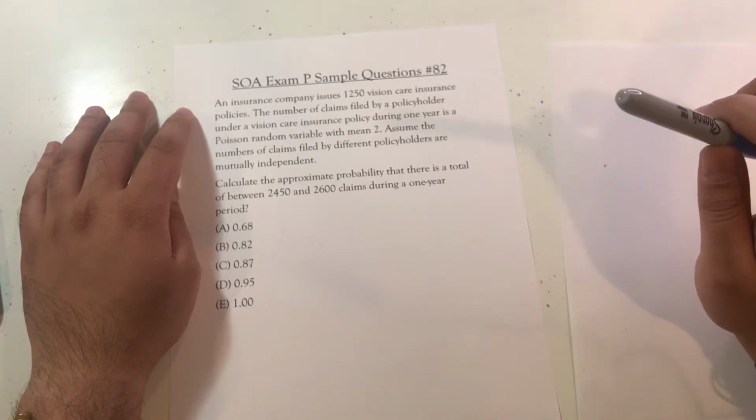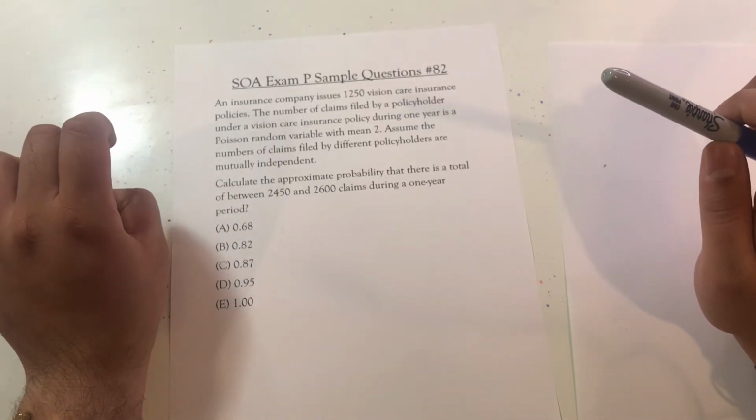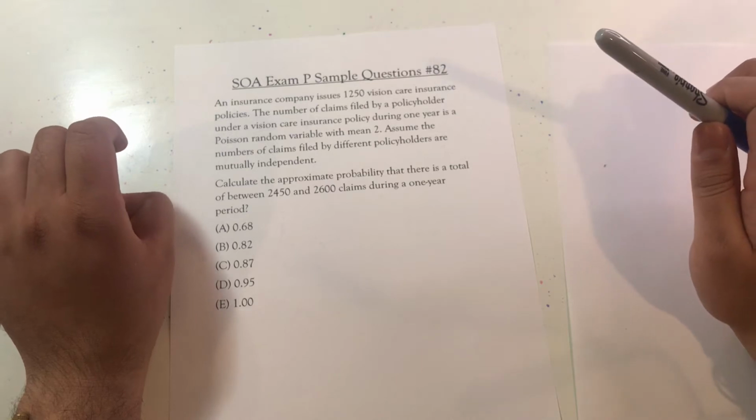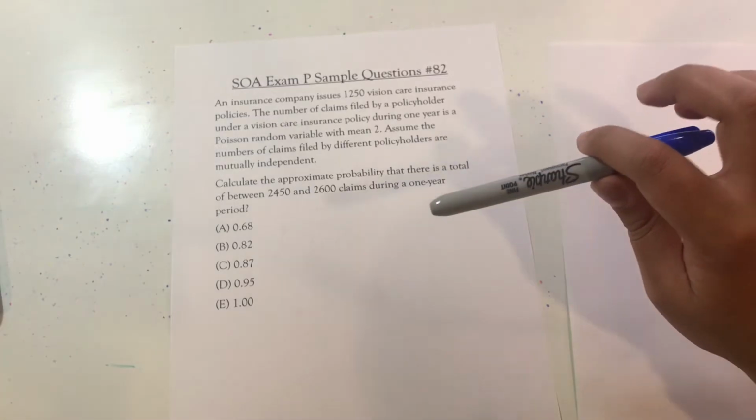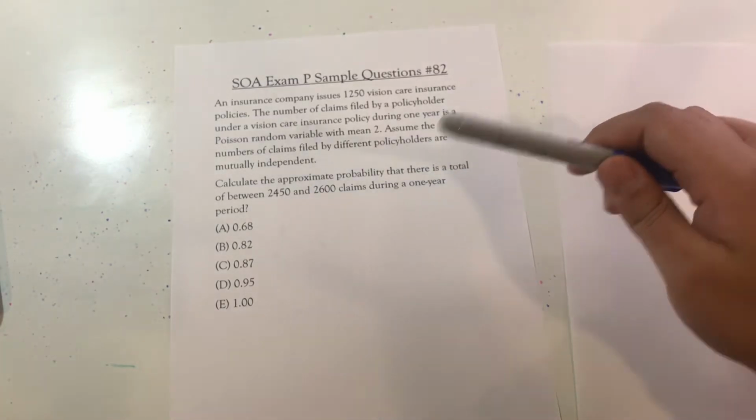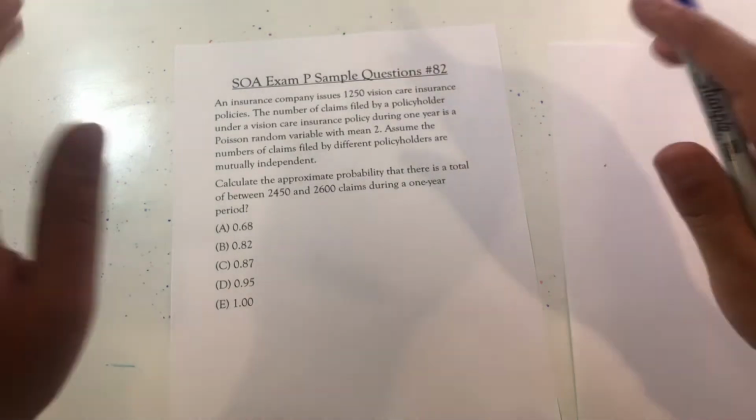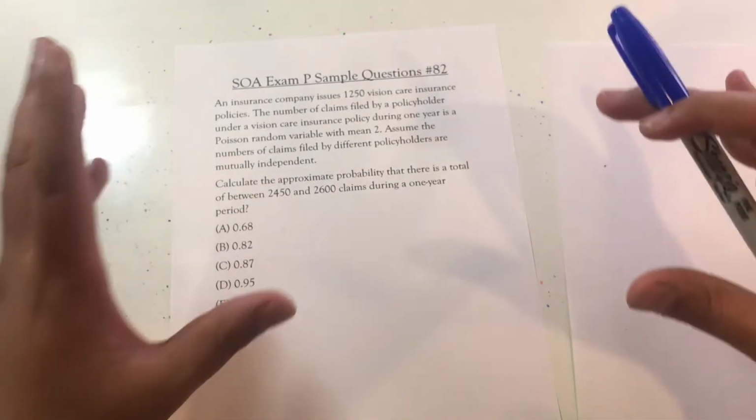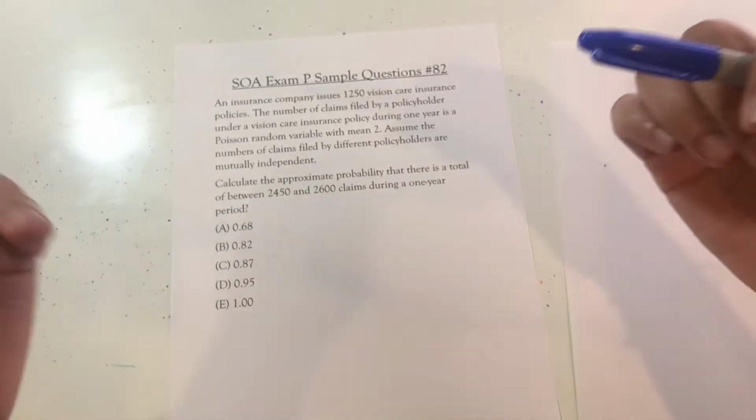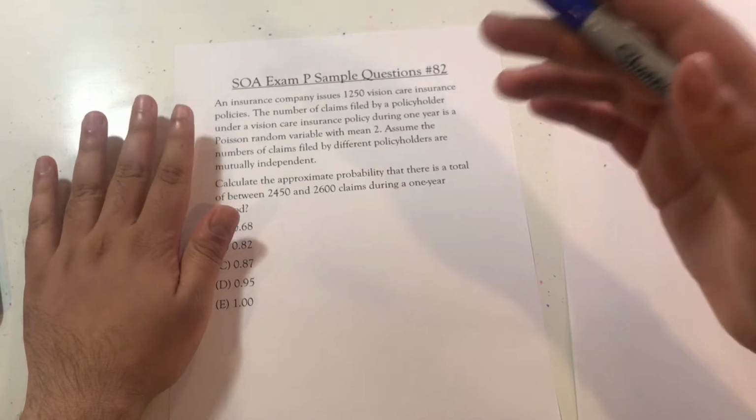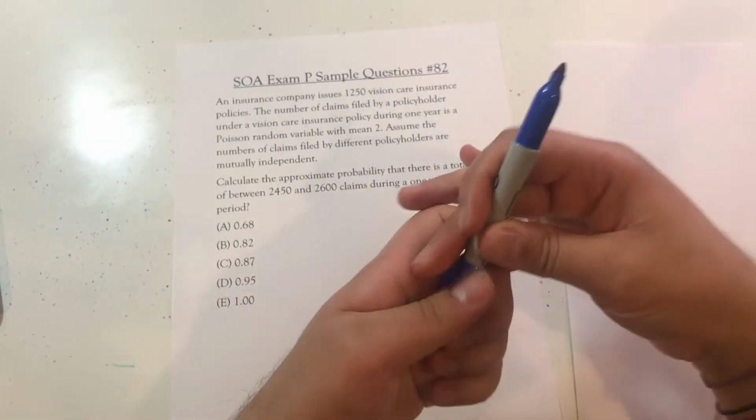Assume numbers of claims filed by different policyholders are mutually independent. Calculate the approximate probability that there is a total of between 2,450 and 2,600 claims during a 1 year period. Okay, so very wordy problem. Let's try to take out the important information. Insurance company. Vision care policies, Poisson random variable with mean 2.